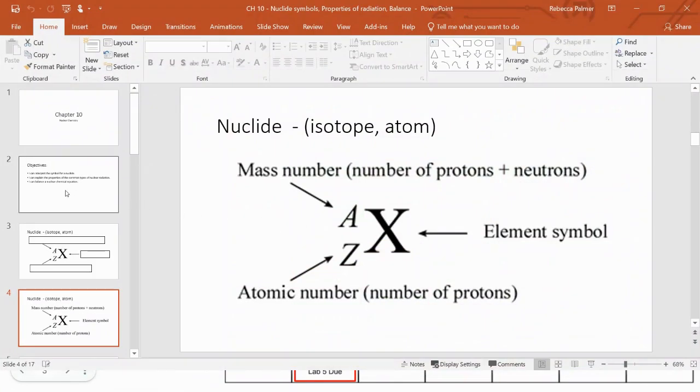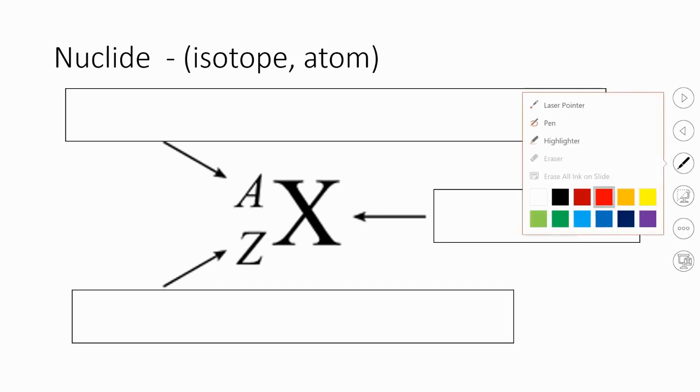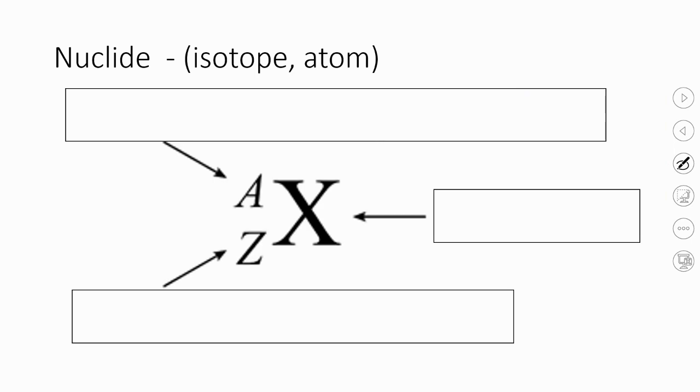Okay, so this first part is kind of a review. We have nuclides, and we have some kind of isotope. So what were these labels? Do you remember what these labels were? This is from like chapter 2. Do you remember, this is our atomic symbol, and then what do these numbers represent?